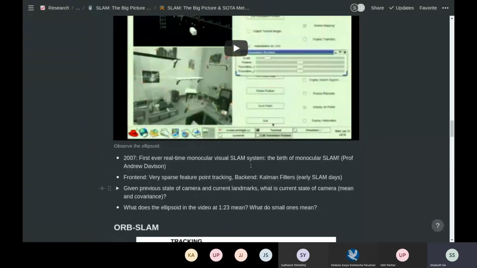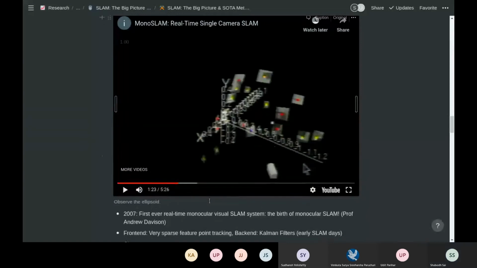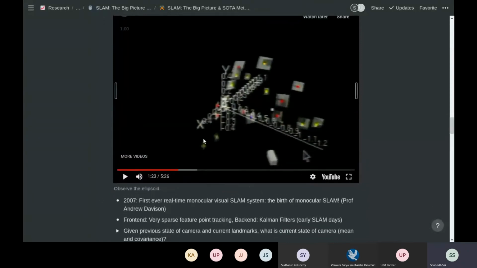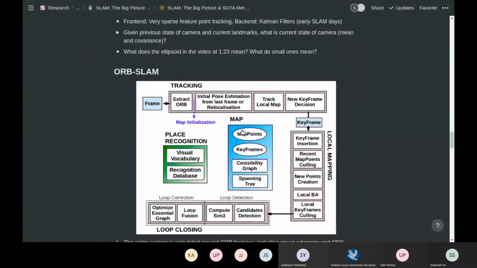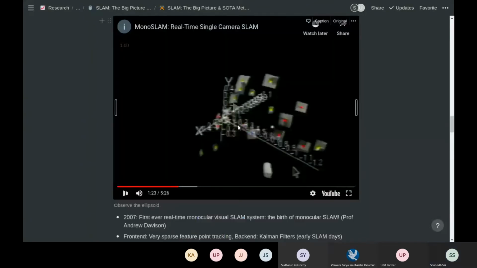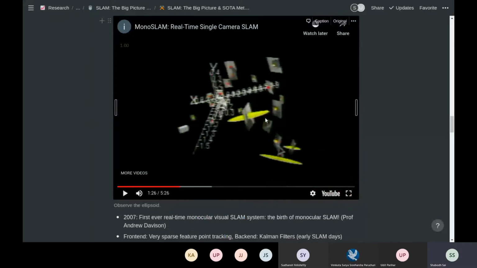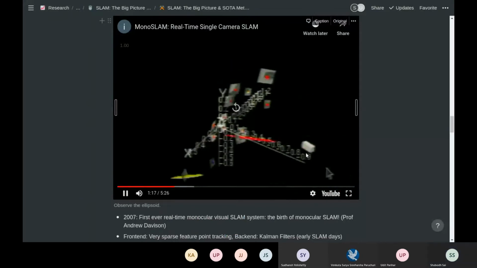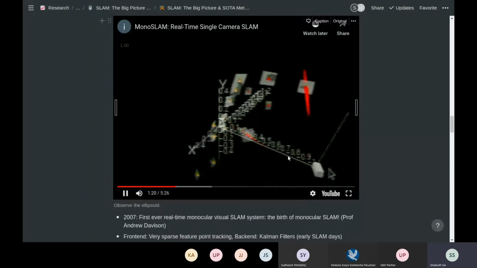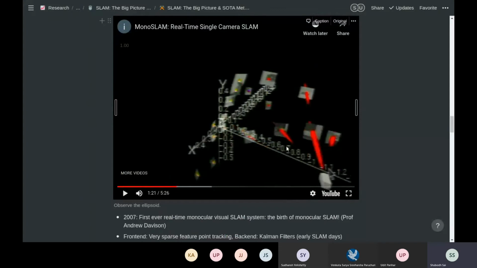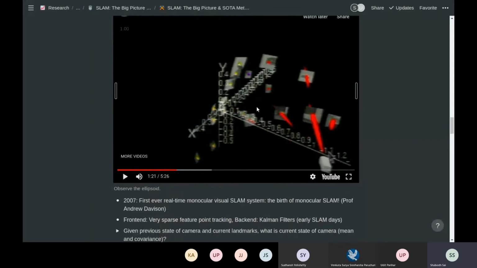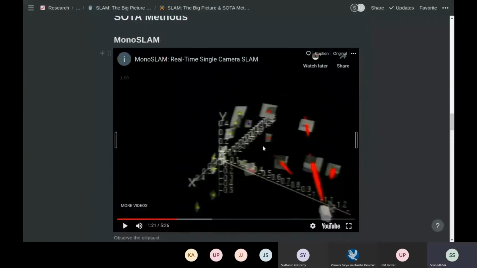So I'll ask you a question. It's an interesting question. I hope you can see this video. Over here at around this time, you can see these ellipsoids, right? These are landmarks. I'll tell you what each thing is. Firstly, this is the camera. The camera is moving in the world, and it is doing very sparse point tracking. Each of these things is one feature point, and it is using those feature points to track its position.